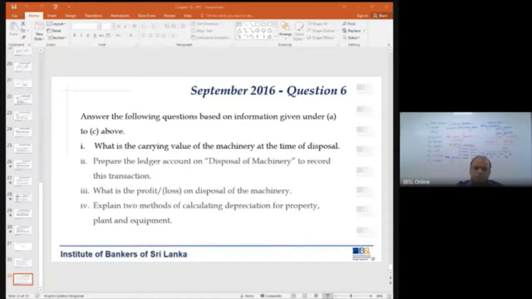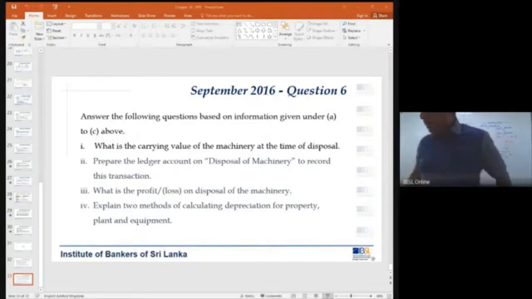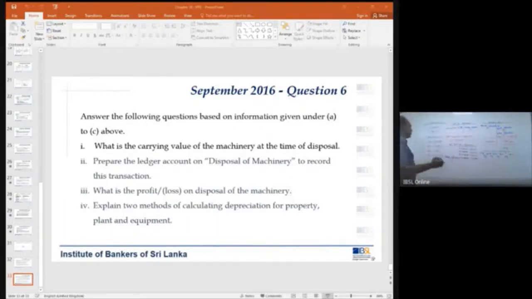Now let's go to the questions. They are asking what is the carrying value of the machinery at the time of disposal. Can you calculate quickly? I want you to calculate it now.